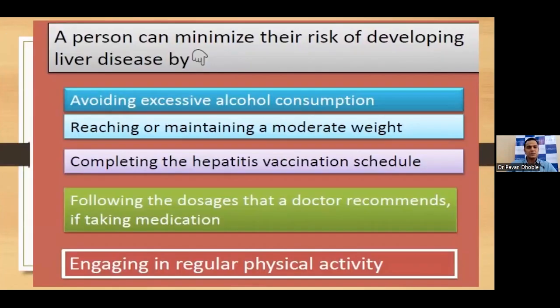This is the summary slide. Avoid alcohol consumption, maintain your weight, complete your hepatitis B vaccination schedule, and follow the dosages recommended by a doctor if you are taking any herbal product or immune boosting product. Over the counter advice should not be taken. And engage in regular physical activity.